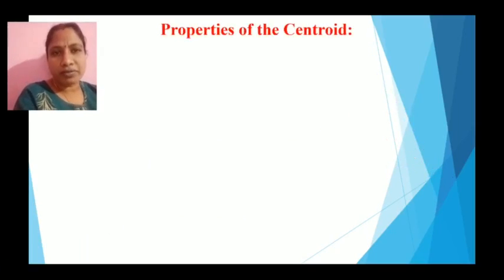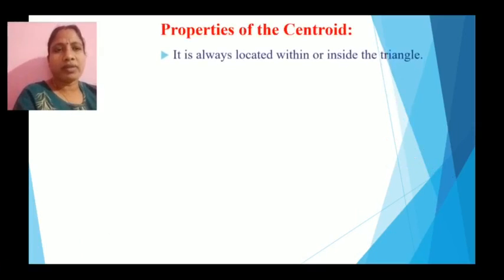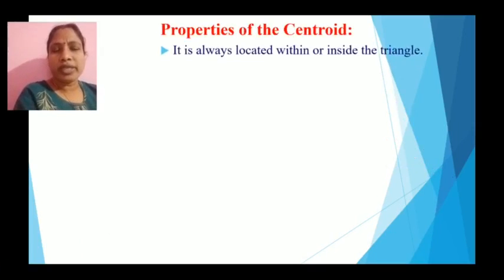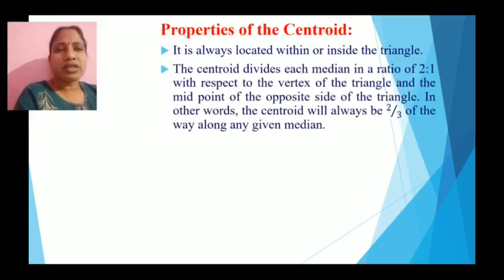Then properties of centroid. It is always located within or inside the triangle. The centroid divides each median in a ratio of 2:1 with respect to the vertex of the triangle and the midpoint of the opposite side of the triangle. In other words, the centroid will always be 2/3 of the way along any given median.